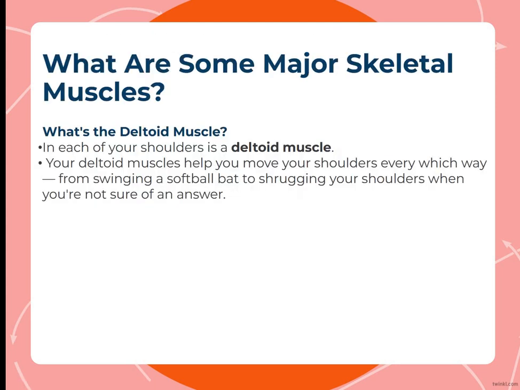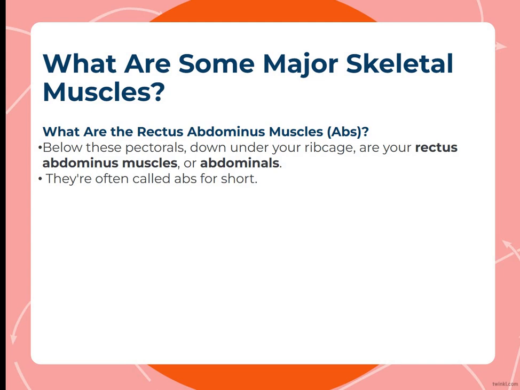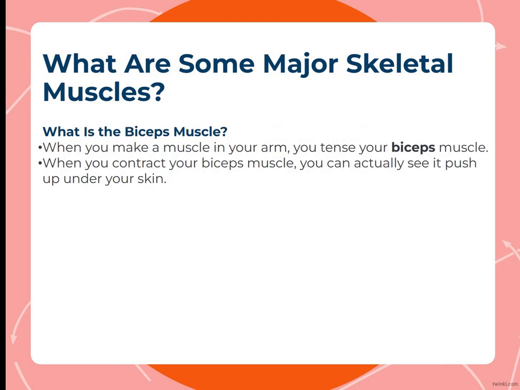What are some major skeletal muscles? I have the deltoid muscles. They are in the shoulders. I have the pectoral muscles. They are in the upper chest, and I can call them pecs, P-E-C-T-S, pecs, okay? I have the abdominis muscles, the rectus abdominis muscles, the abs. They are found under the rib cage.